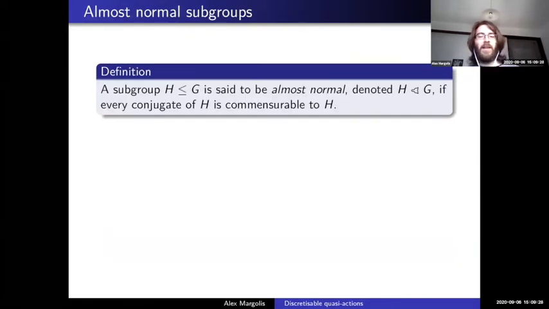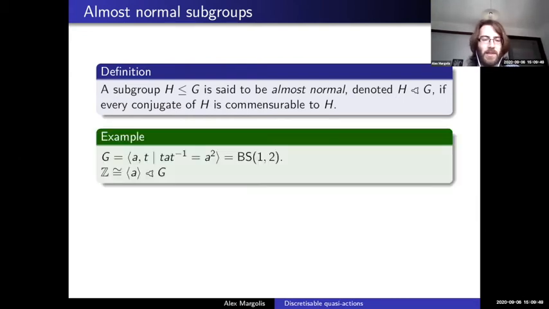And this is very closely related to the notion of an almost normal, also called commensurated, subgroup. A subgroup H is said to be almost normal or commensurated, and it's denoted by this squiggly triangle symbol, if every conjugate of H is commensurable to H. So clearly, if H is normal, then every conjugate of H is equal to H. Here's an example of a group containing a subgroup that's almost normal but not normal.